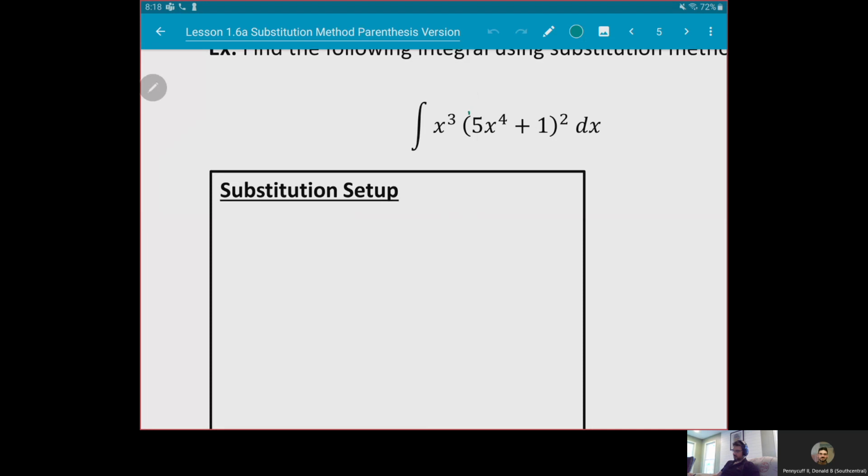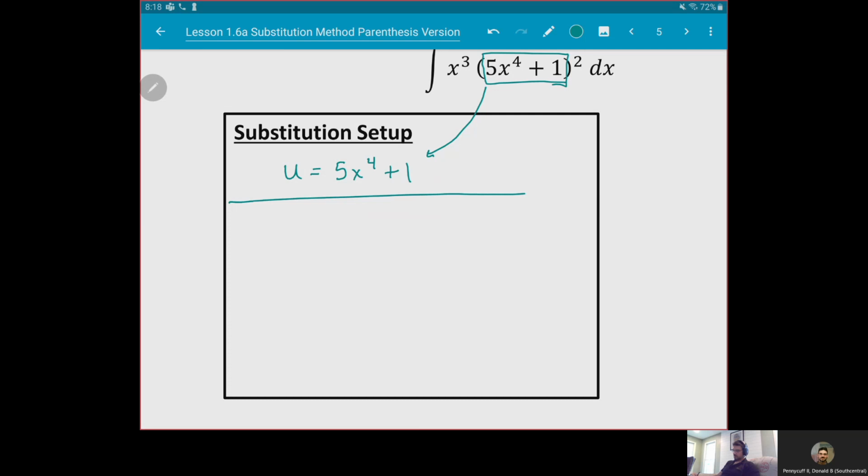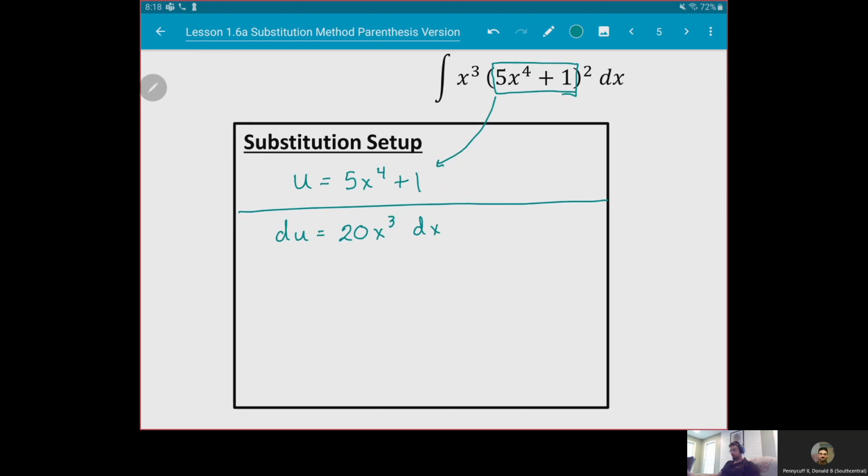So right here, same thing, the entire inside of the parenthesis. Boom. And so that's going to be u is equal to 5x to the fourth plus 1. So that is all right here. I am going to now take the derivative of that. So that's going to be 20x cubed dx. Now again, if you take too much away, that derivative gets very complicated, and instead of simplifying the problem, makes the problem bigger and worse.